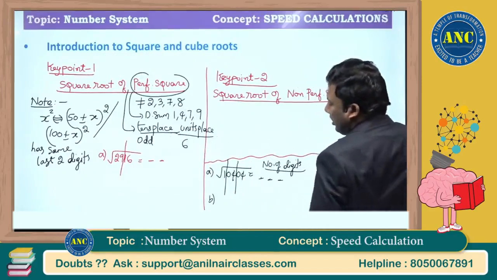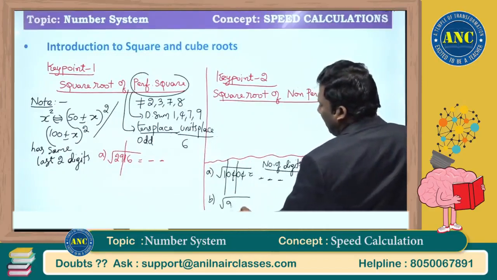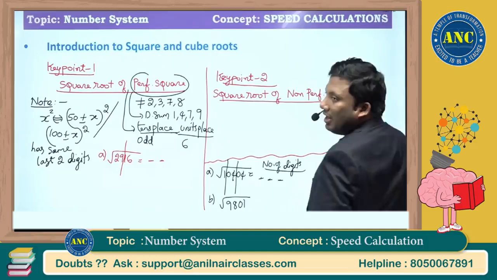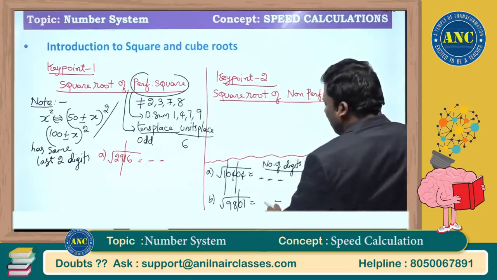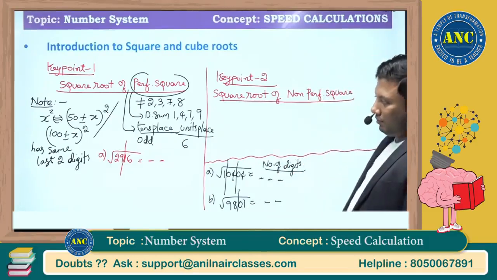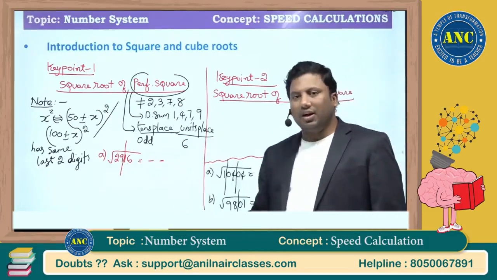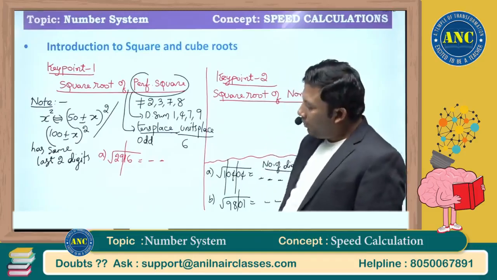Suppose the question is the square root of 9801. Take a group of 2 digits. So here it is 1, here it is 1. The answer will have 2 digits. I hope it is clear.